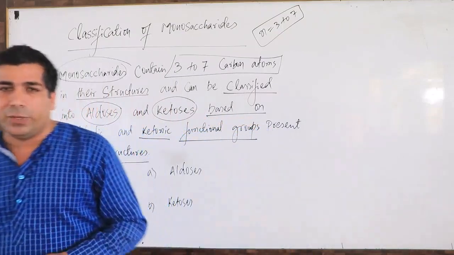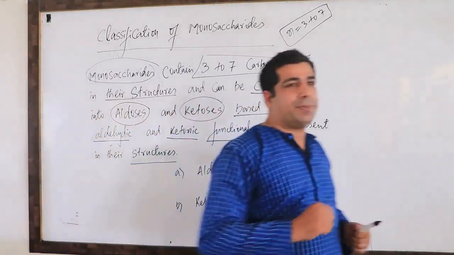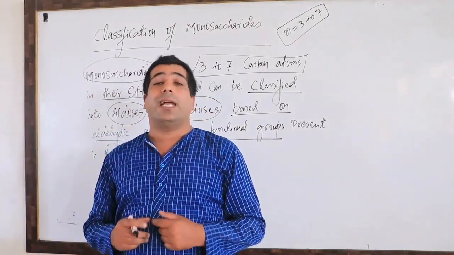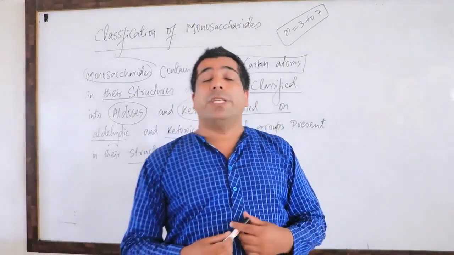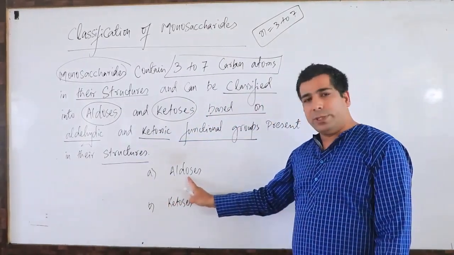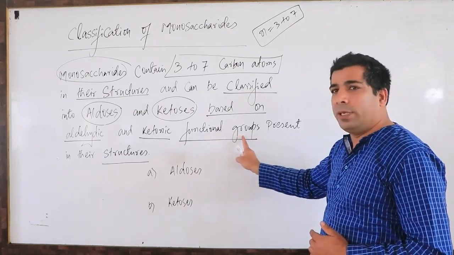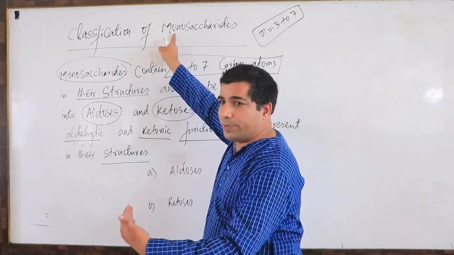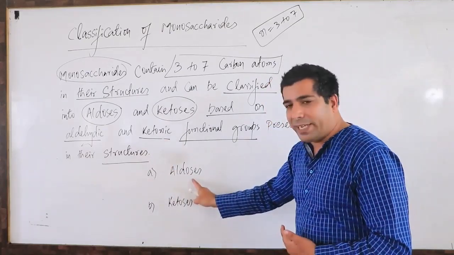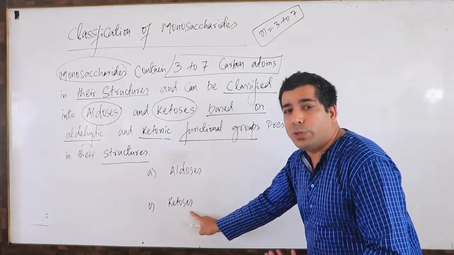So let me make it very easy for you. This classification of monosaccharides is based on functional groups. Those monosaccharides which contain aldehyde in their structures are called aldoses, and those which contain ketone in their structures are called ketoses. This classification is based on the kind of functional group these monosaccharides contain in their structures. They will be classified as aldoses if they have aldehyde, and as ketoses if they have ketone.